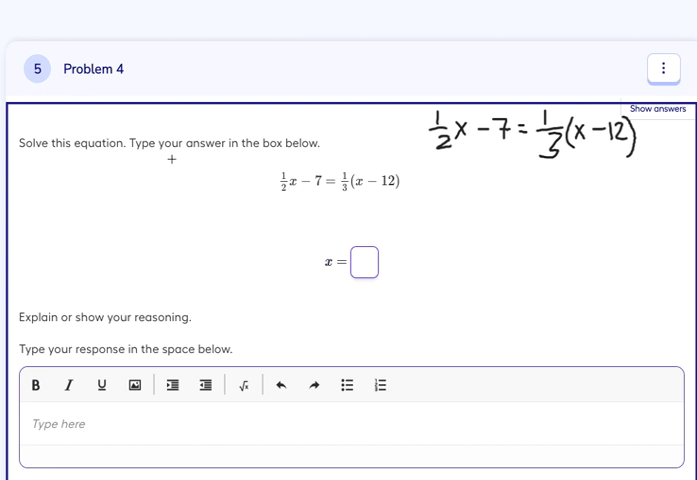this equation, type your answer in the box below. I've already written the equation on the right because we're going to need a lot of space to solve.